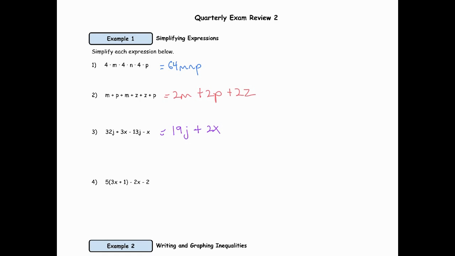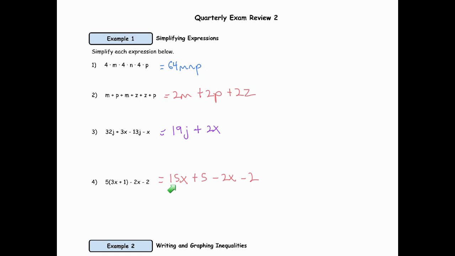And finally, in number 4, we can see that we have some parentheses here, and there's a number being multiplied out front, so we're going to use the distributive property there. Then we have some subtraction, so we're going to have to be really careful simplifying this one as well. So first, let's start by distributing the 5 to both terms inside the parentheses. So we have 5 times 3x, which is 15x. And then we're going to distribute the 5 to the second term. We have plus 5 times 1 is plus 5. Now what I'm going to do is just continue the expression by writing the minus 2x minus 2.